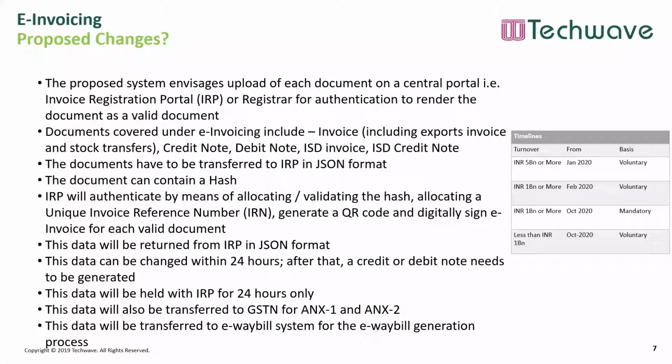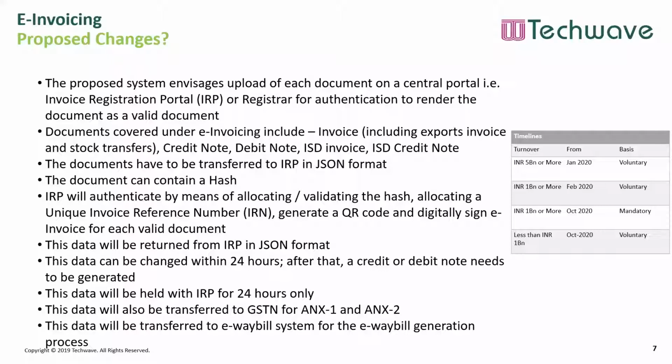Now the documents which will be covered under the IRP ambit will basically be all your B2B invoices, which includes your export documents also and stock transfers also. If you are into B2C transactions, then B2C transactional invoices are exempted from the IRP right now. Same is true for your credit note or debit note, irrespective of what your nature of business is, whether you are in real estate, in utilities, or in the normal sales module of SAP, everything will need that. All those invoices will need the IRP validation to be done.